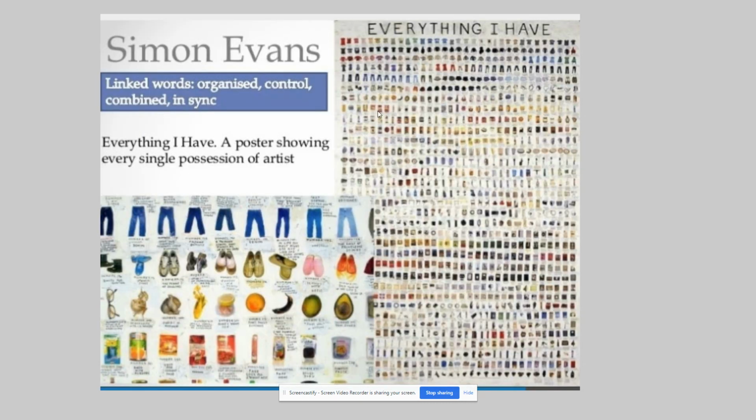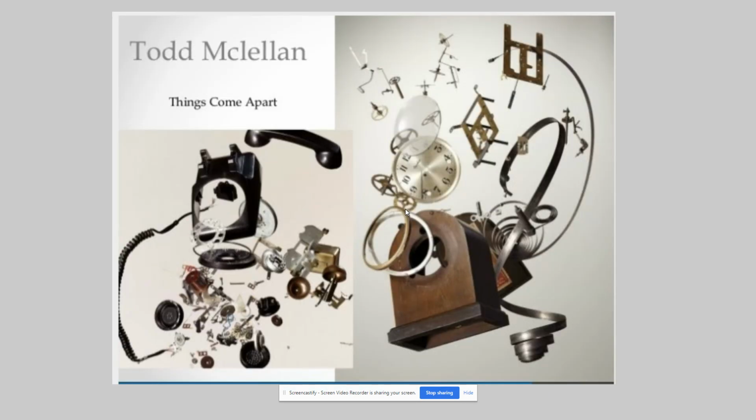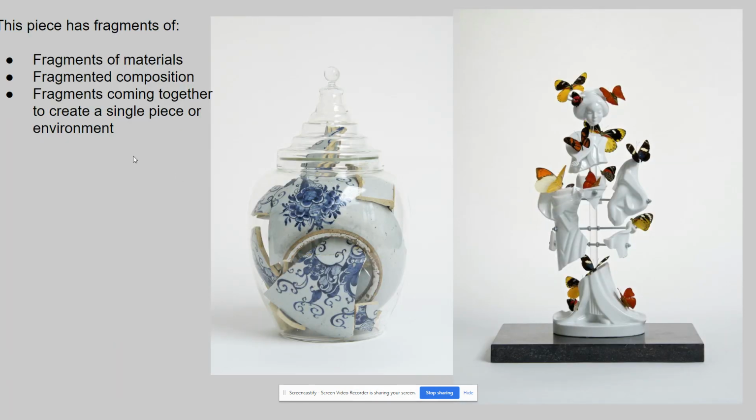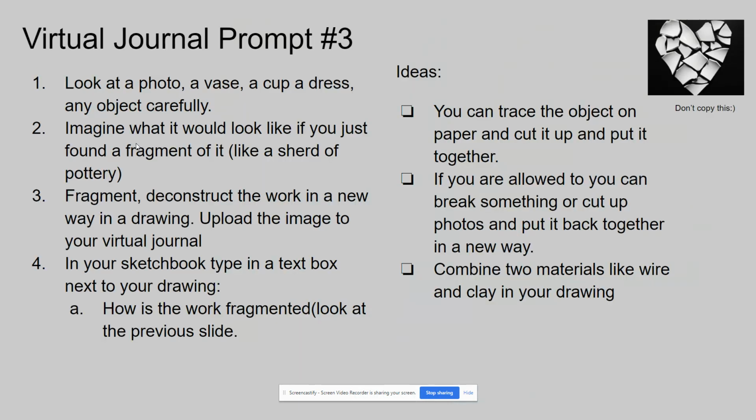And then this artist literally took everything they owned and took it apart and arranged it in a new way. And finally, this artist literally took something apart. Always ask permission if you're going to do that. So think about fragments of materials. This is Bookje de Vries, and he took apart pieces and rearranged them in a very unique way. So they're fragments of materials, actual things, of composition, how the art things are arranged, and then fragments coming together to create a single or unique piece.